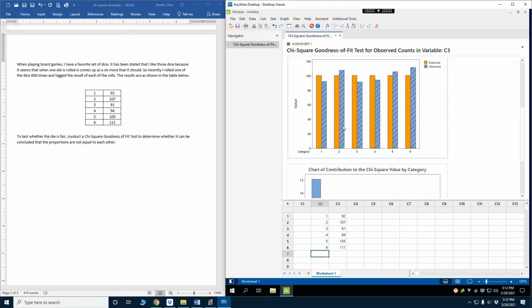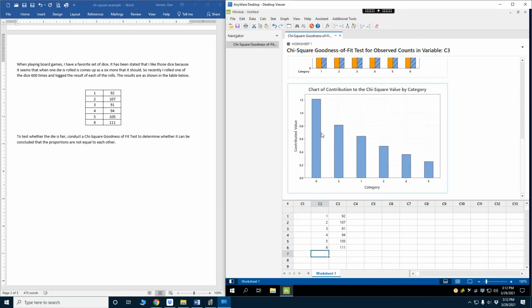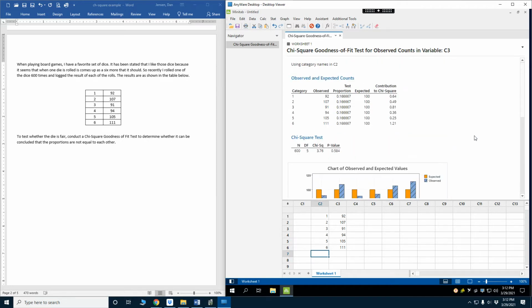Nice little table here between expected values in yellow and the observed in the blue. And then you will see the contribution to the chi-squared value. In other words, we see that there's more variability from the expected 100 for the 6. The 6 varies from the 100 more than the 3, the 1, the 2, the 4, and then 5 came up 105 times, and that's the closest to the expected number of 100 times. And that's what that means there, okay?